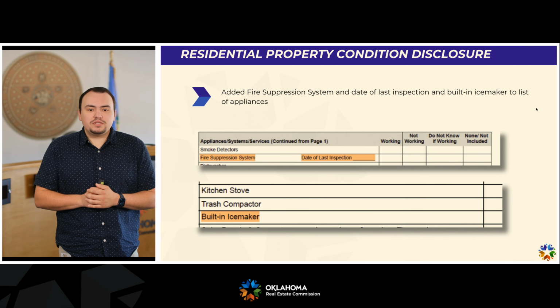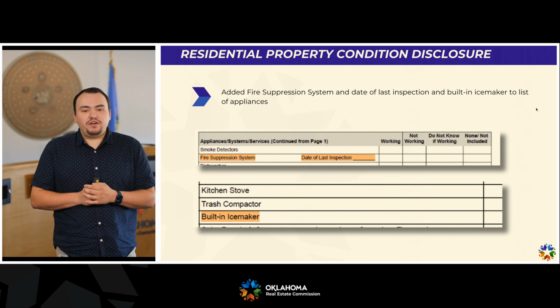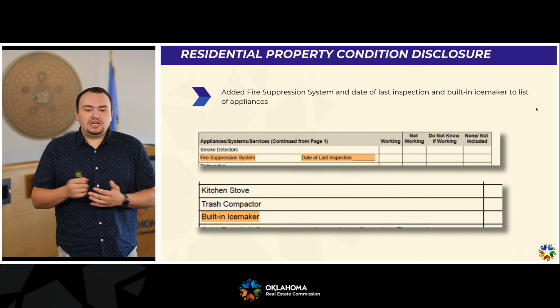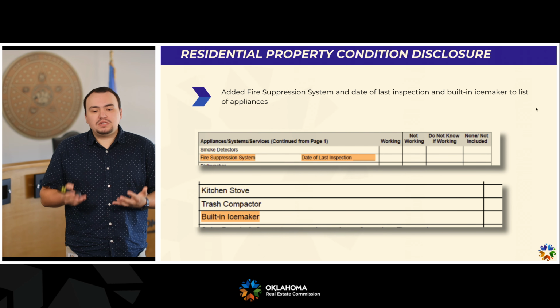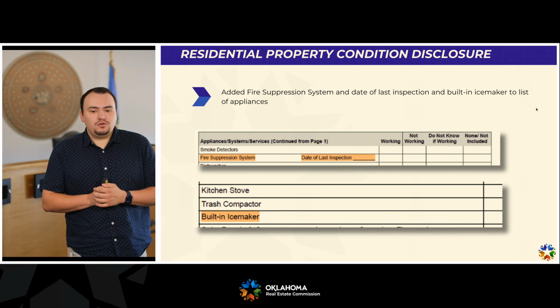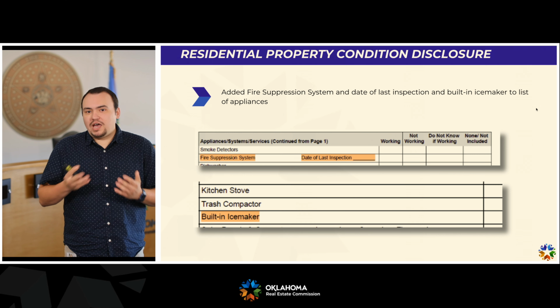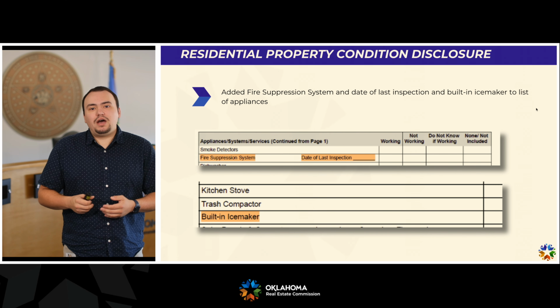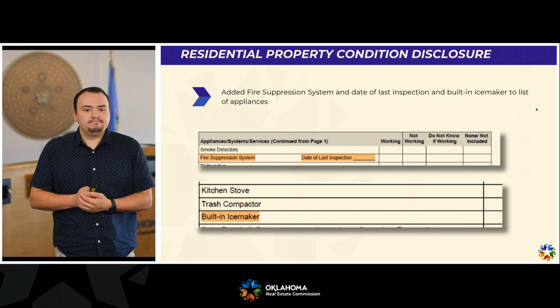All right, let's take a look at the residential property condition disclosure. Just a couple changes this year. We added fire suppression systems and date of last inspection on that form. So if you have a property that has a built-in fire suppression system, you can put that on the disclosure. Also built-in ice maker. If you have one of those in the property, you can now disclose its working or non-working condition.